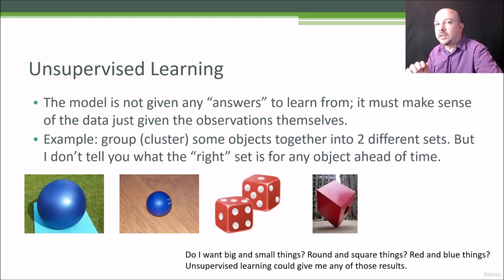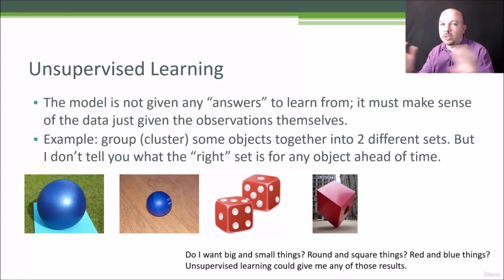So let's talk about the two different types of machine learning we talk about, supervised and unsupervised. Sometimes there can be kind of a blurry line between the two, to be honest, but the basic definition of unsupervised learning is that you're not giving your model any answers to learn from. You're just presenting it with a group of data, and it tries to make sense out of it, given no additional information. So for an example, let's say I give it a bunch of different objects, balls and cubes and sets of dice and whatnot.